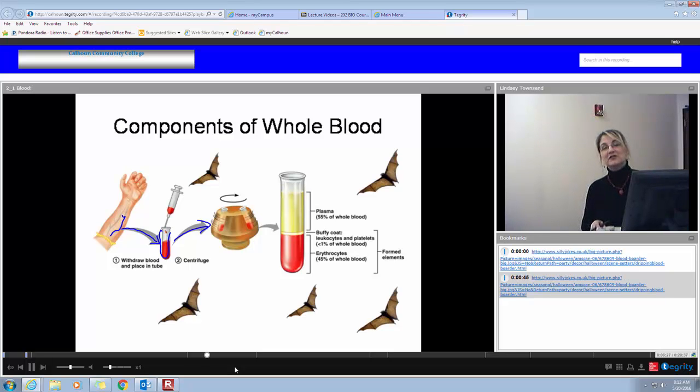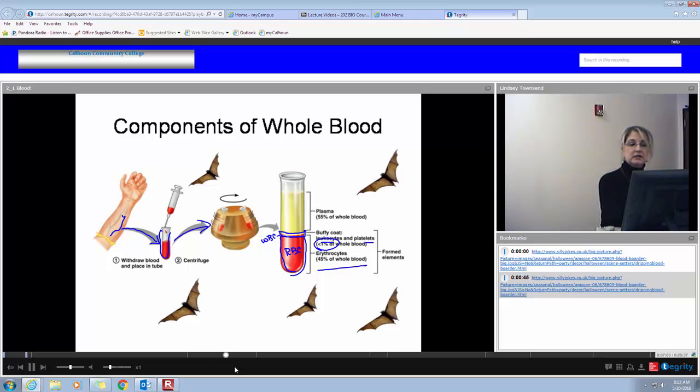The force of the centrifuge is going to push the heavier elements toward the bottom. So you can see here you've got this red portion which contains your erythrocytes down at the bottom. So that's the most dense or the heaviest of the components in the blood. Second, you have a small little layer known as the buffy coat, which contains the leukocytes and the platelets. Now this is typically less than 1% of whole blood. So you've got a whole lot more red blood cells than your white blood cells and platelets.